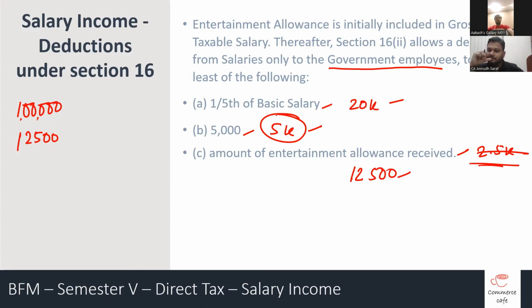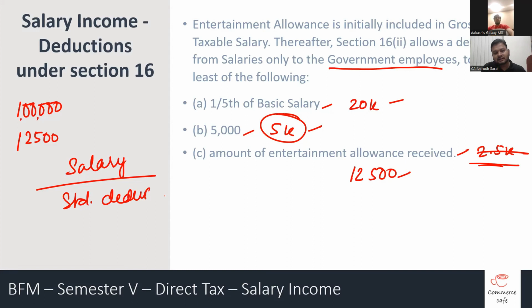But sir, the actual amount of entertainment allowance received is 12,500. No, so you have to deduct only that amount. Whatever your total salary will be, from that you will reduce the standard deduction and you will reduce 5,000. You have received 12,500, that is fine, but the tax benefit you are getting is only 5,000. Is this clear?